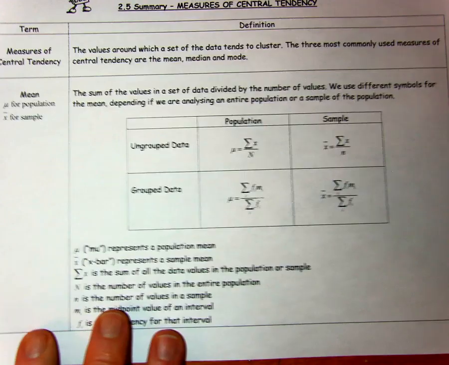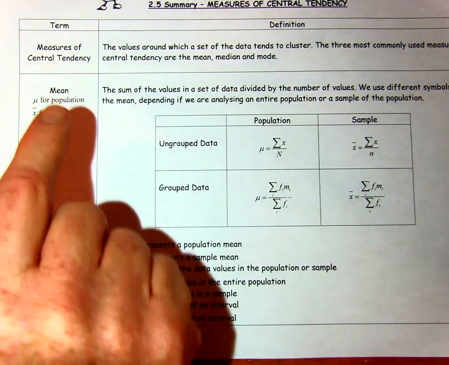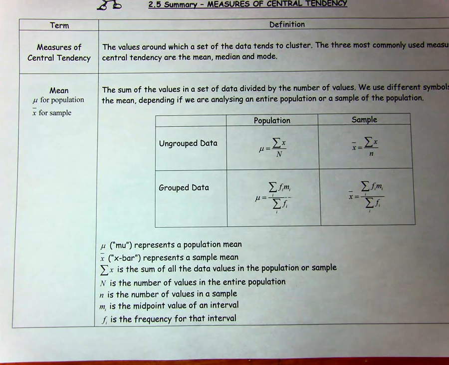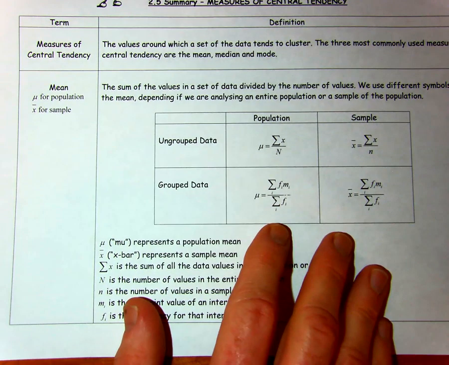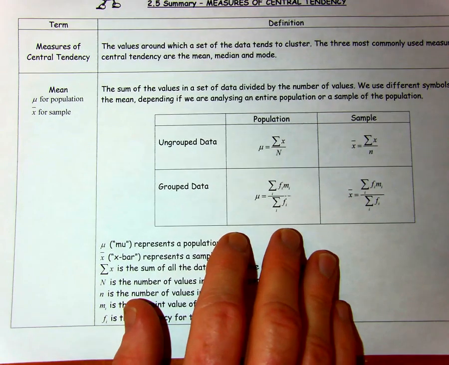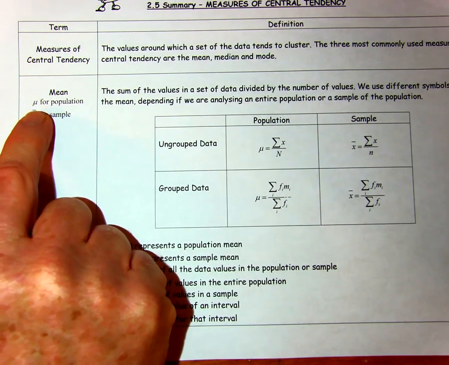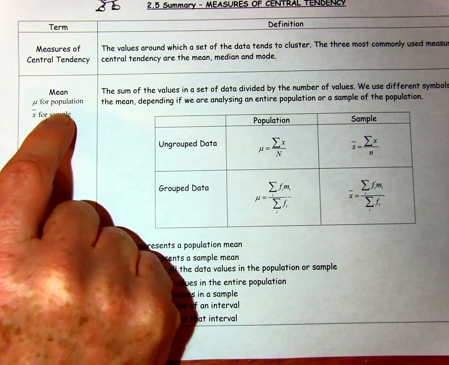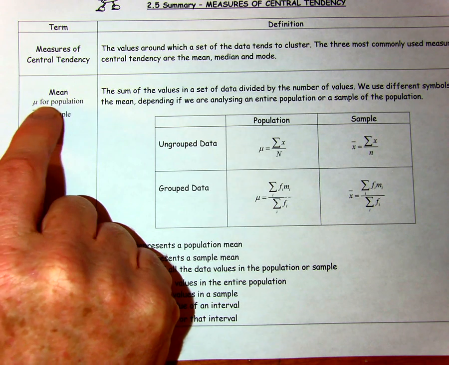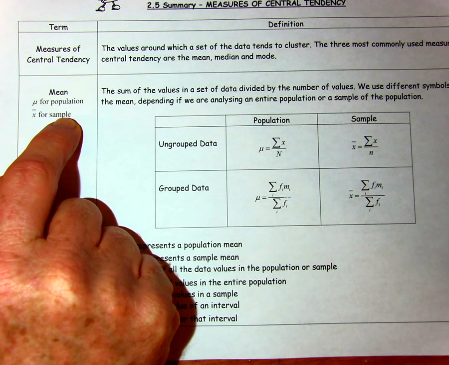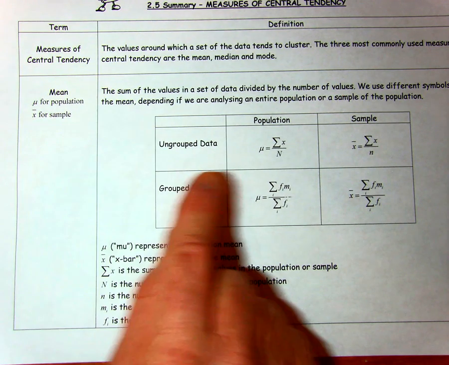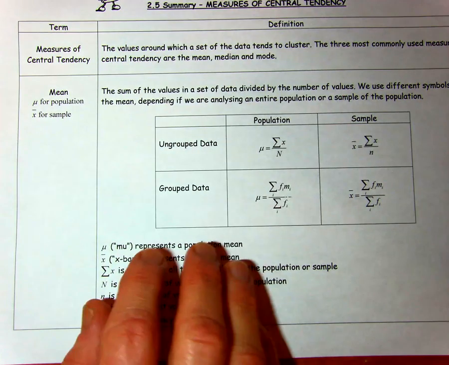So anyway, I'll just go through this very quickly. The measures of central tendency are the values around which a set of data tends to cluster. The three most commonly used measures of central tendency are the mean, median, and mode. That shouldn't come as any surprise. You've been using that for a while now. And just to let you know, there are two different letters for mean. If you're talking about a population, we use the Greek letter mu. And if you're talking about the mean of a sample, it's X bar. But the formula is the exact same thing. So you have two different symbols.